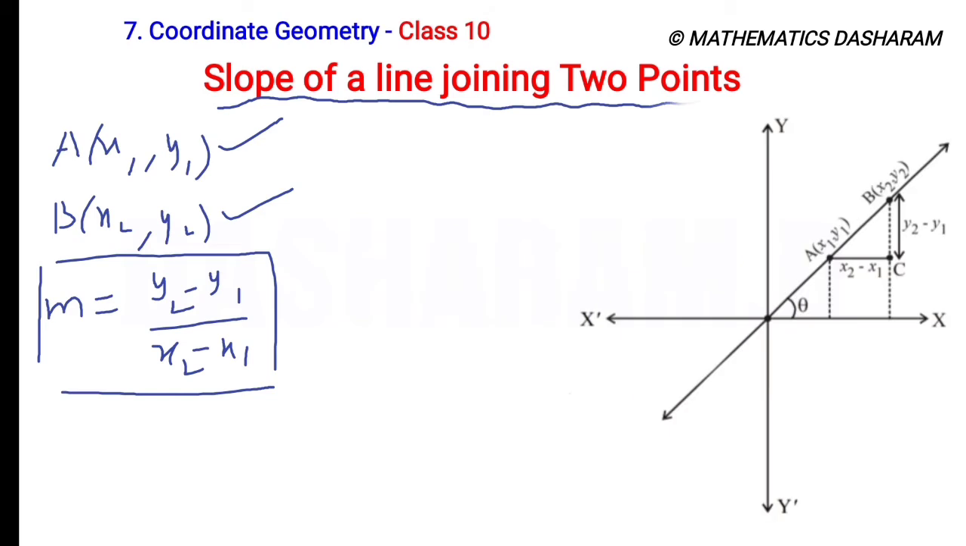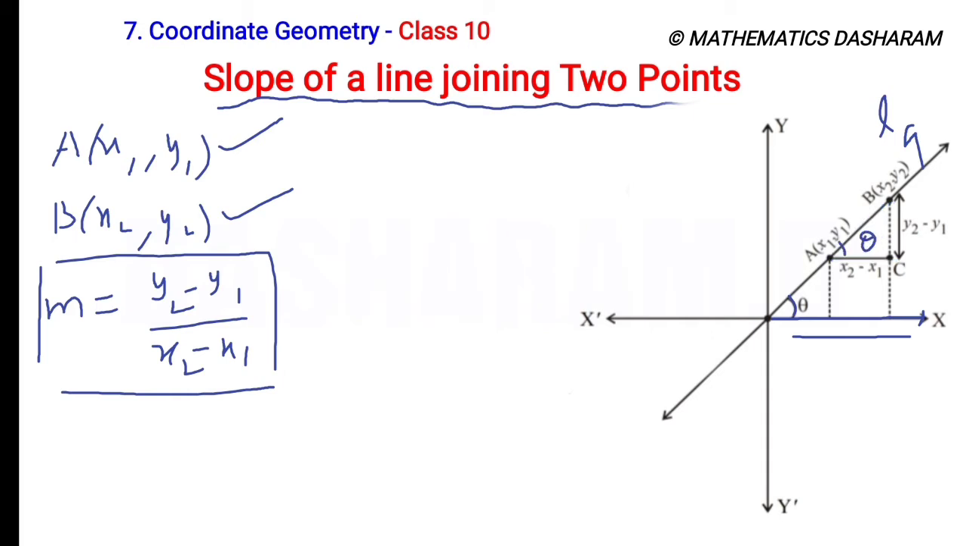Now this line L makes the angle theta with the x-axis in the positive direction. Positive direction means on the x-axis, the right side has all positive numbers and the left side has negative numbers. That is why the line makes the angle with the x-axis in the positive direction, and that angle is theta. Then the line segment AB will make the same angle with AC.